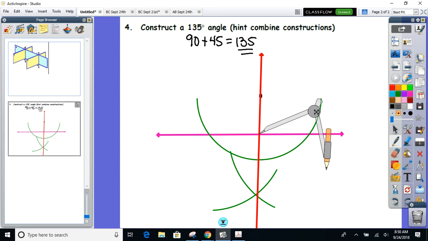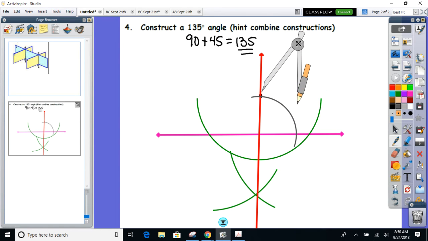I place the compass on the vertex and make an arc that goes through both rays of the angle you're cutting in half. So I'll do this all in gray. Okay, here we go. So right through both rays. And then where do I go? Anybody remember? One point of intersection.